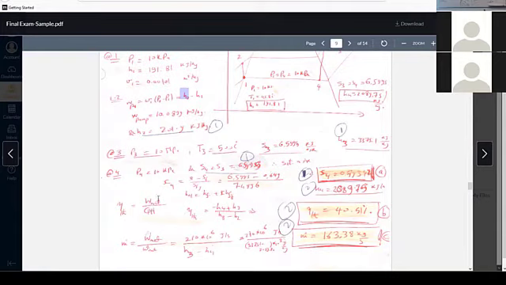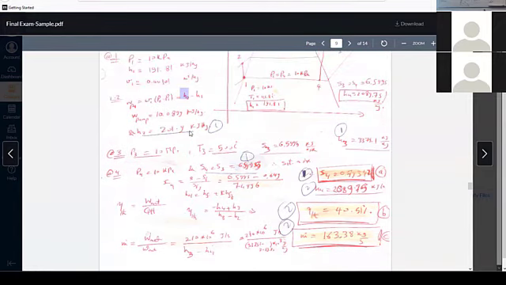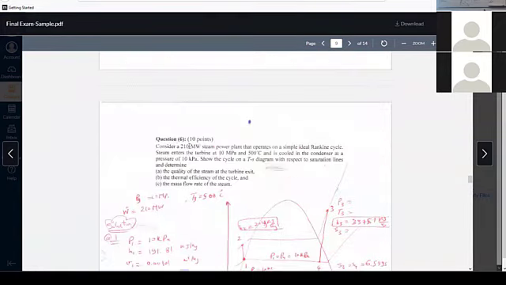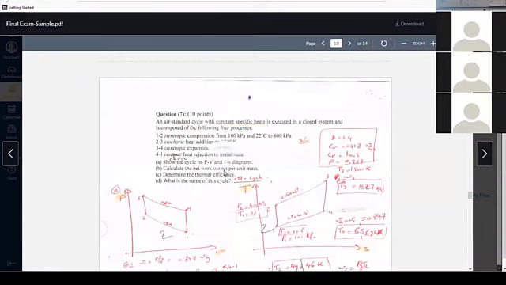If you want thermal efficiency, W net over Q high. W net is given, and Q high can be calculated from H3 and H2. So you can get the thermal efficiency. And also you can get the mass flow rate, which is W net over the work per unit mass, which is H3 minus H4. You can subtract the pump work actually, but the pump work is so small compared to the 210 megawatt. It can be neglected, but it's better to subtract it.